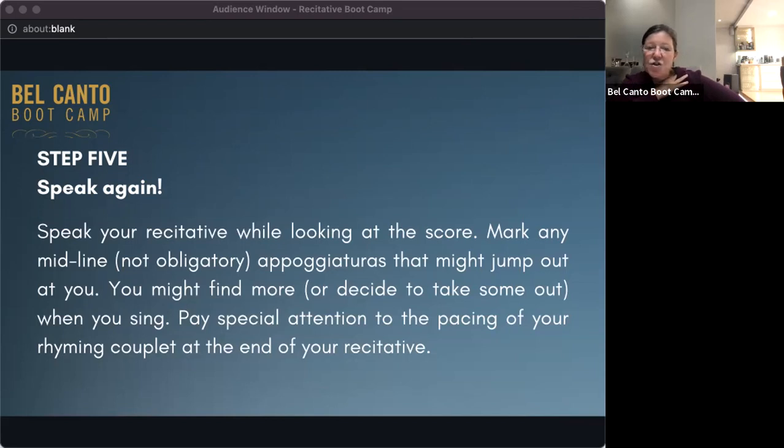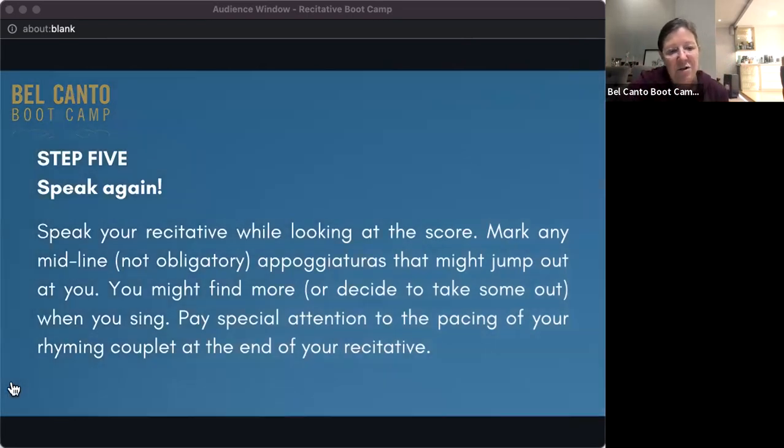Pay special attention to the pacing of your rhyming couplets at the end of your recitative, right? So we're basically just trying to get you back to that place where you were at the end of yesterday, where you can now speak through your recitative. Now you can speak through your recitative while looking at the score.